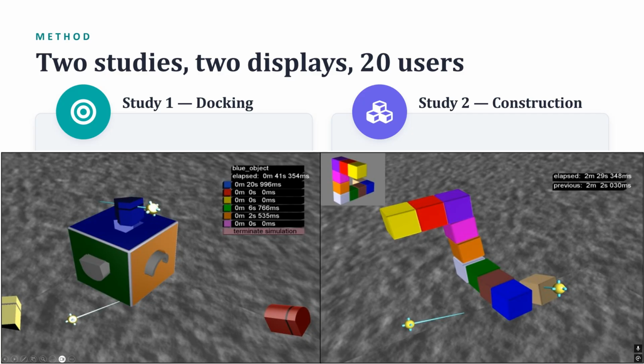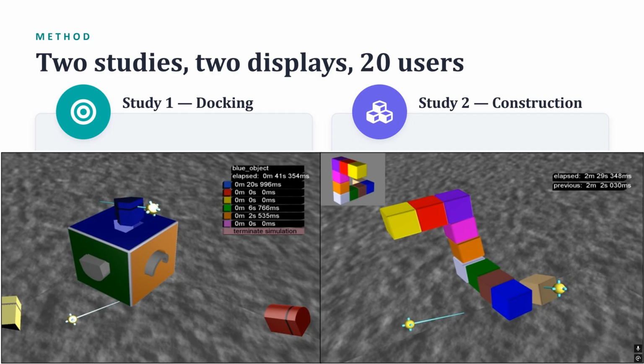So they did two tasks with 20 participants. The first task was a docking task, which had moving and orienting an object until it matched a target pose, and this was a measure of basic 6 degrees of freedom manipulation. The second was a construction task, assembling objects into a structure that you see on the upper left of the right side of the image, which is more realistic and involves moving the viewpoint. That was intended, at least.